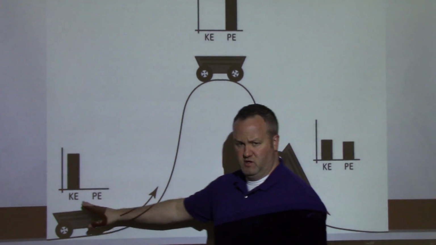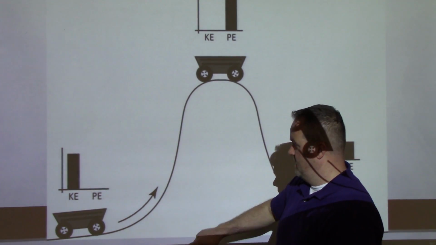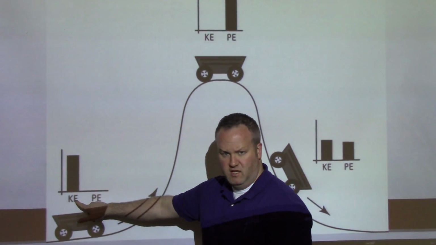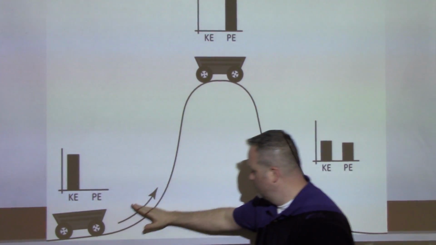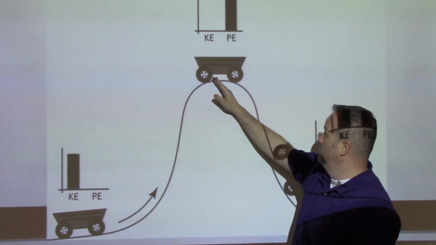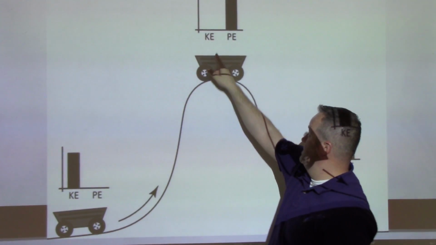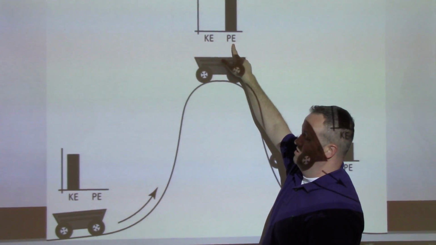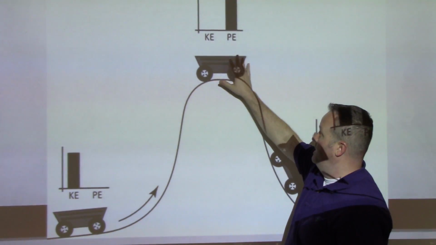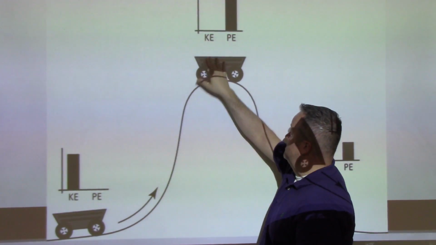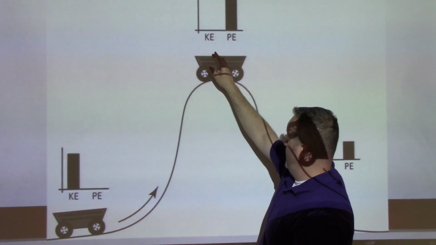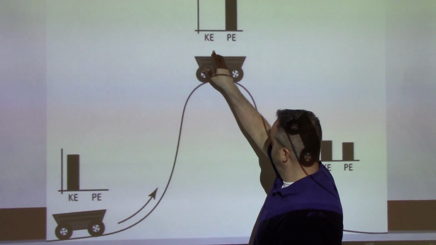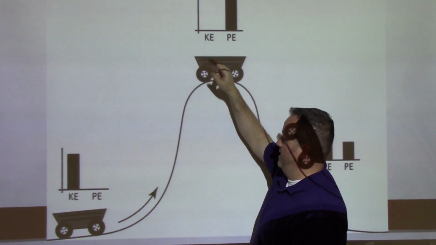That when the coaster is getting ready to come up the hill, it has a lot of kinetic energy, but it doesn't have very much potential energy. As it goes up the hill, it slows down because its kinetic energy is becoming potential energy. At this point, these are opposites. So you see here I have a lot of kinetic, not very much potential. Here I have a lot of potential, not very much kinetic.